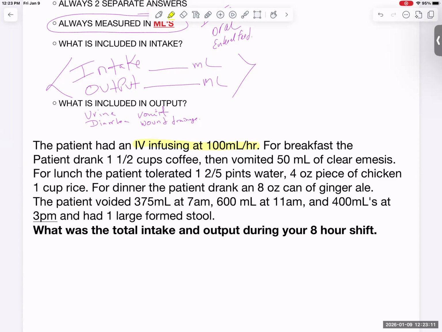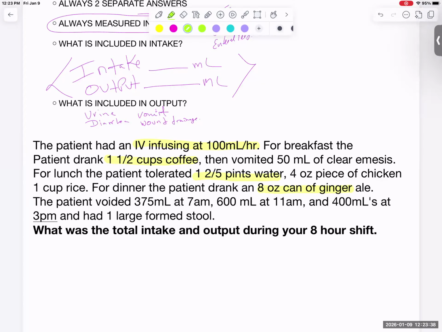Coffee, emesis. Coffee, I want intake. Oh, intake. Oh, yeah, sorry. Water, ginger ale. We got water. All right. That looks about good. What's included in the output?